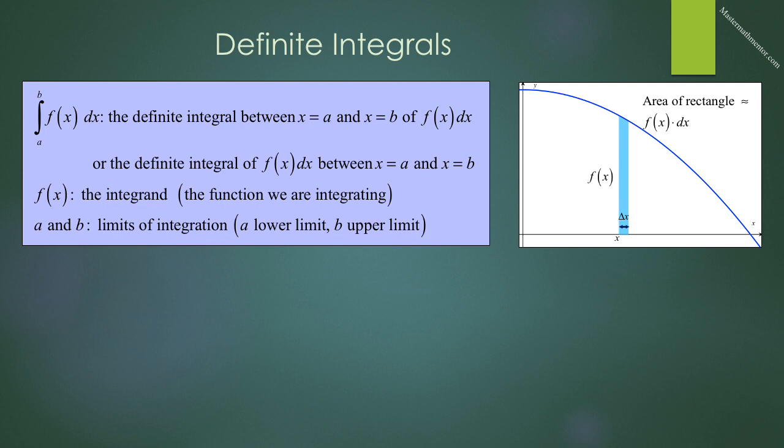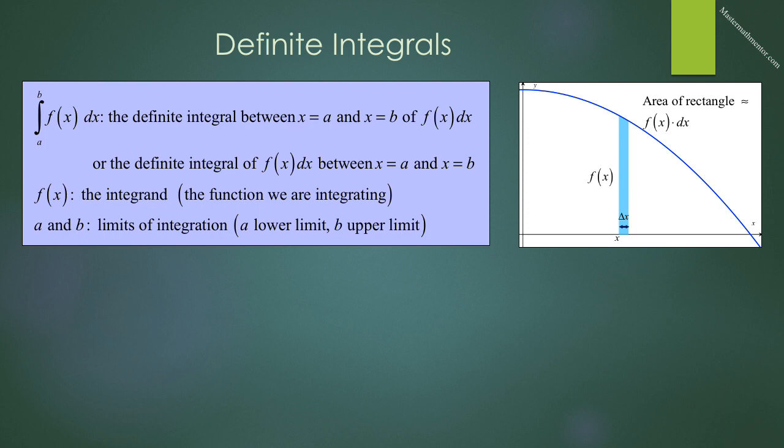We define the term for the area between the function f of x, the x-axis, and the lines x equals a and x equals b as the definite integral. We write this using the notation you see on the screen and read it as the definite integral between x equals a and x equals b of f of x dx, or the definite integral of f of x dx between x equals a and x equals b.